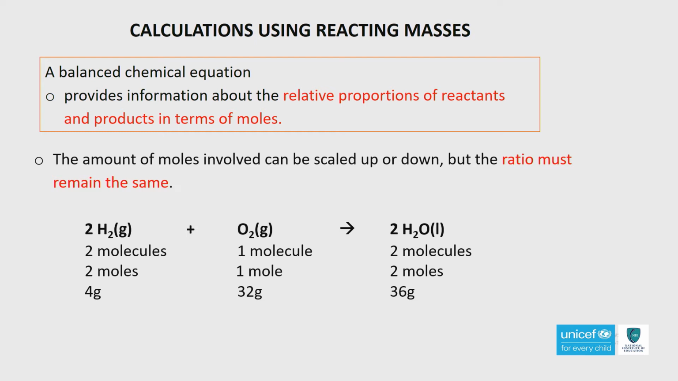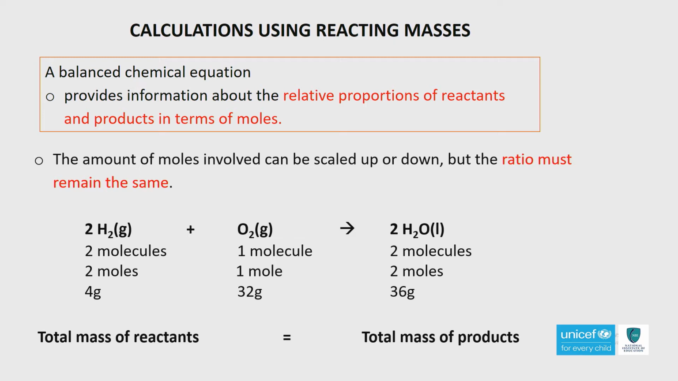But if you look at the total amount of products and reactants on both sides, you will find that on the reactant side we have 4 plus 32, which is 36, and also on the product side we have the same mass of substance present.